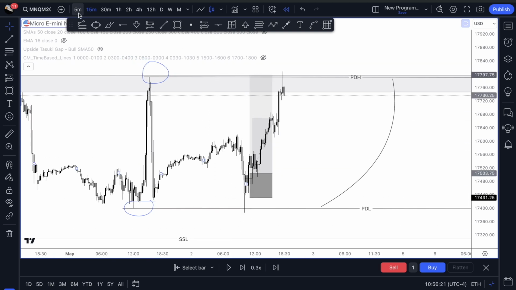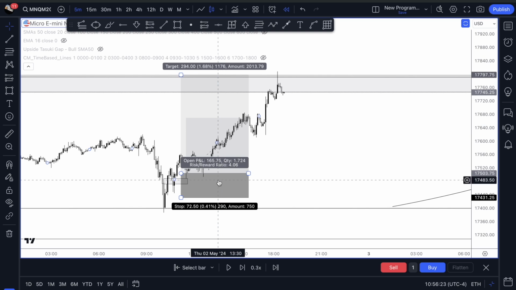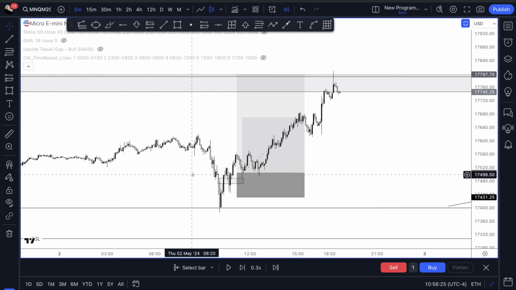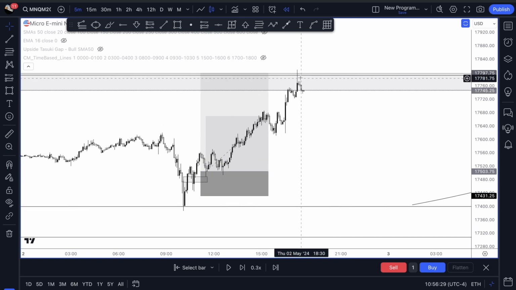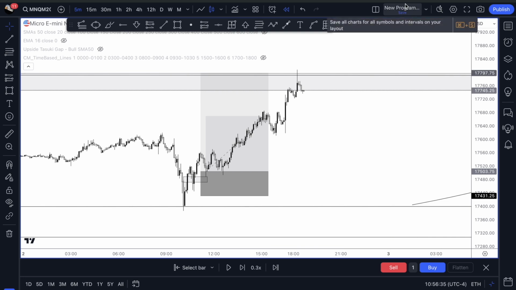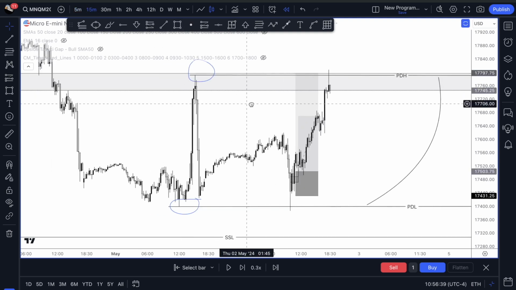And an absolute banger right here. 4 times our risk, right? Using a model where we generate liquidity, 5-minute fair value gap, and price rides to the next previous daily high. I can't make this up. One of the best trade setups, quick and effective, easy, simple ICT strategy that you simply use with already market structure and price action. This has been Alex.